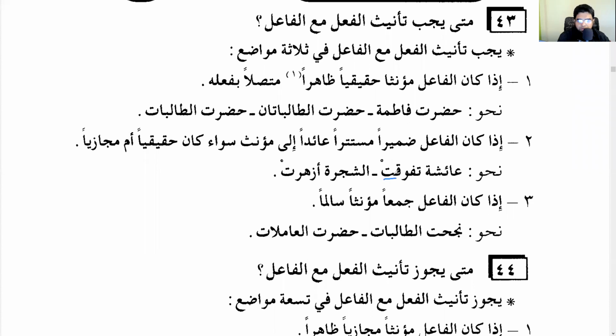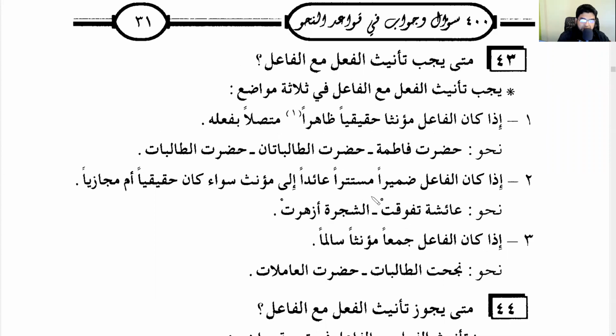This is female, right? The fa'il is damirun mustatirun. It is hidden, but it is going back to the muannath. Ash-shajaratu azharat. So the verb is coming afterwards and it is going back to female. The tree became green or flourished. This is the second condition where it is mandatory.